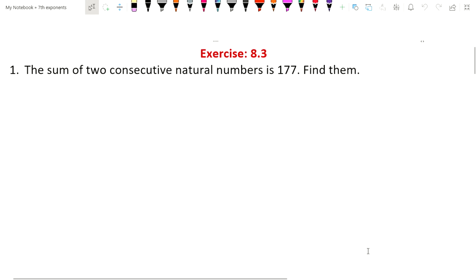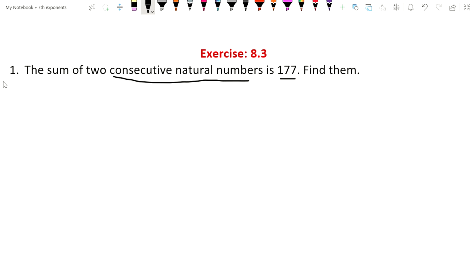First question, the sum of two consecutive natural numbers is 177. Find them. Okay. So here the sum means addition. They are adding two consecutive natural numbers. While adding what they are getting? 177. So we need to find out those numbers.